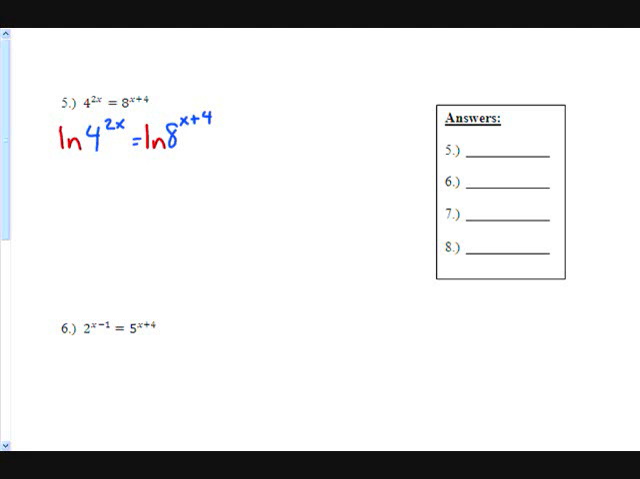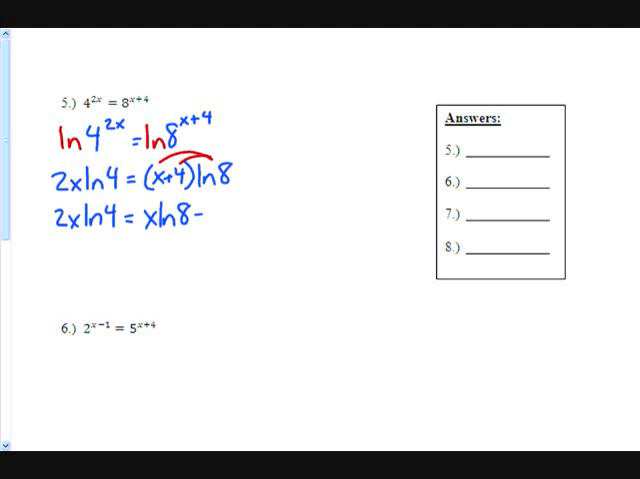And remember, logarithms have special properties. So now I can take the exponent and bring it out front. So I can rewrite this as 2x natural log of 4. And then from here, I can bring this exponent out front. That's the x plus 4 times the natural log of 8. And now I'm just going to simplify a little bit. Over here, I'm going to distribute. So this is going to be 2x natural log of 4 equals x natural log of 8 plus 4 natural log of 8.